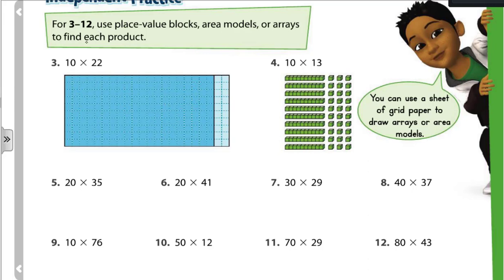In these questions, he asks us to use place value blocks or area model or arrays. What are arrays? We can use arrays using counters, something like circles. You can use it also, but of course this takes long time, more than area model. So the fastest way of these is the area model. So we will use it, and we will find the product.